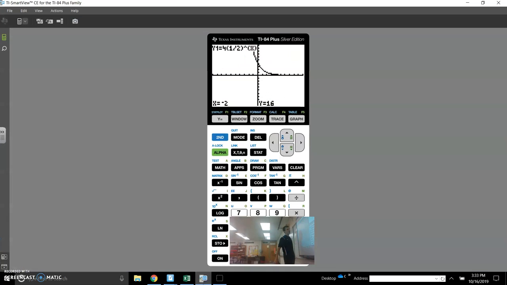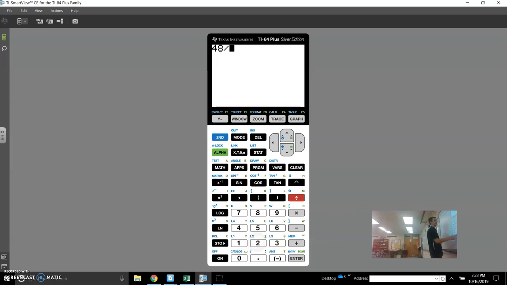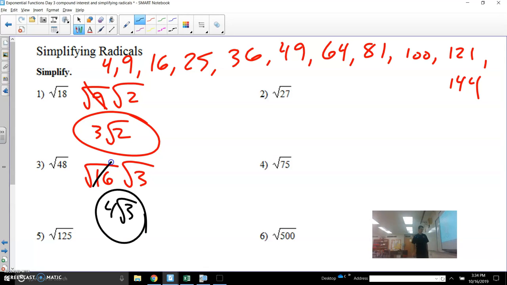So I'll demonstrate the way that I look for these if you are a heavy calculator user. 48 divided by 2 would be 24, so there's no reason to divide by 25 or 36. We want to divide by perfect squares lower than 24. And so the first one that's lower than 24 would be 16. You see that 16 gives you 3. 16 times 3 is 48. So the square root of 16 would be 4, and then the square root of 3 is left over.